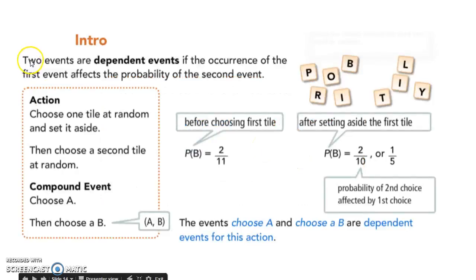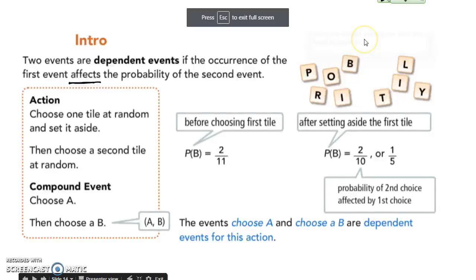All right, now our second definition here, this is kind of the opposite, dependent events. Copy that definition to your notes. And underline where it says that it does affect the probability of the second. So 2 events are dependent events if the occurrence of the first event affects the probability of the second event.